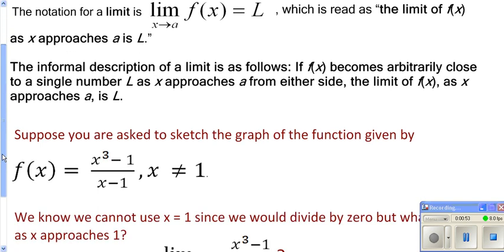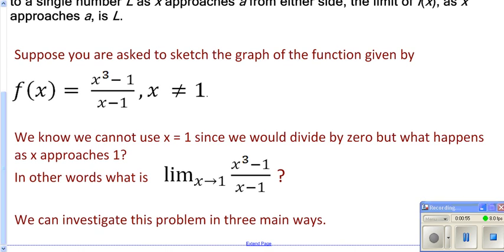So let's go ahead and investigate the function of x cubed minus 1 over x minus 1. We know we can't have x being 1 because we would end up dividing by 0. Well, we're going to go ahead and take a look at this limit, your limit as x approaches 1 of this function, in 3 different ways.